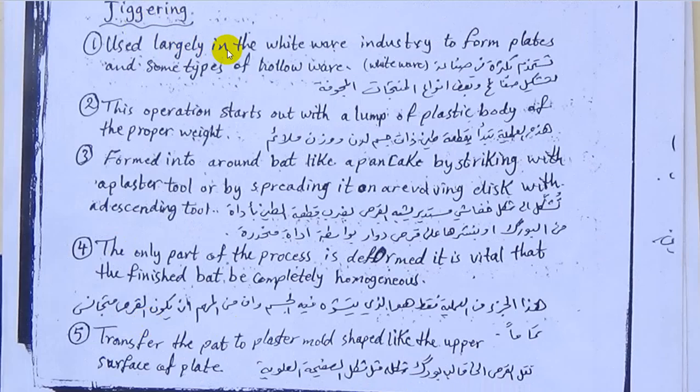Jiggering is used largely in the whitewares industry to form plates and many types of hollow wares. The jiggering steps, its functionality and mechanism, are listed as follows.